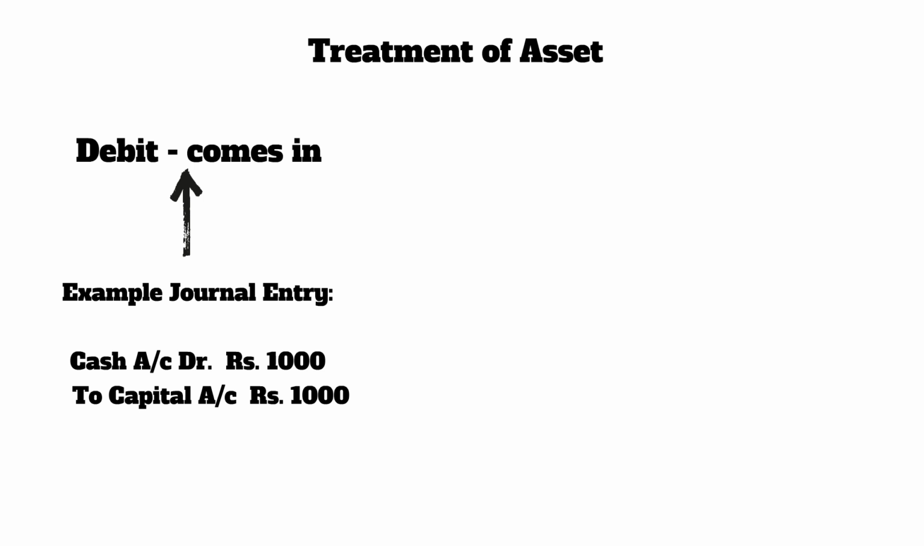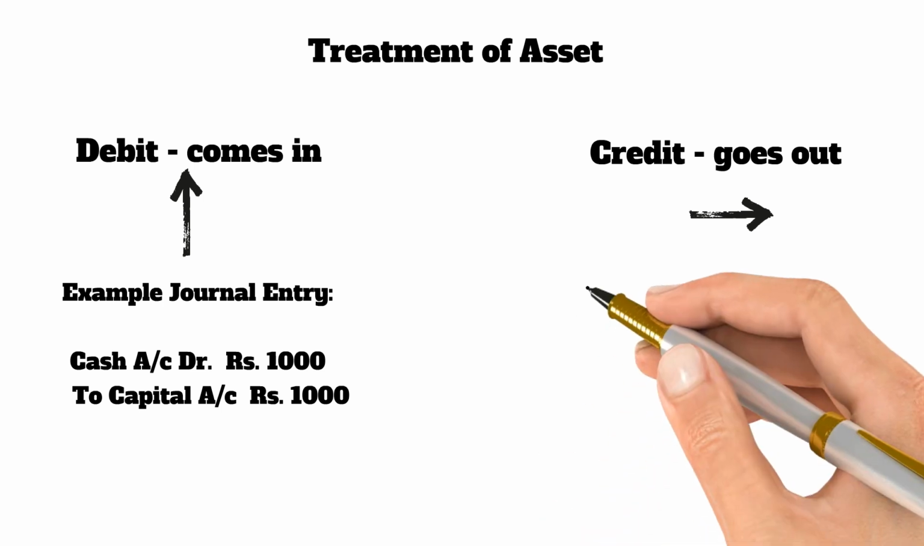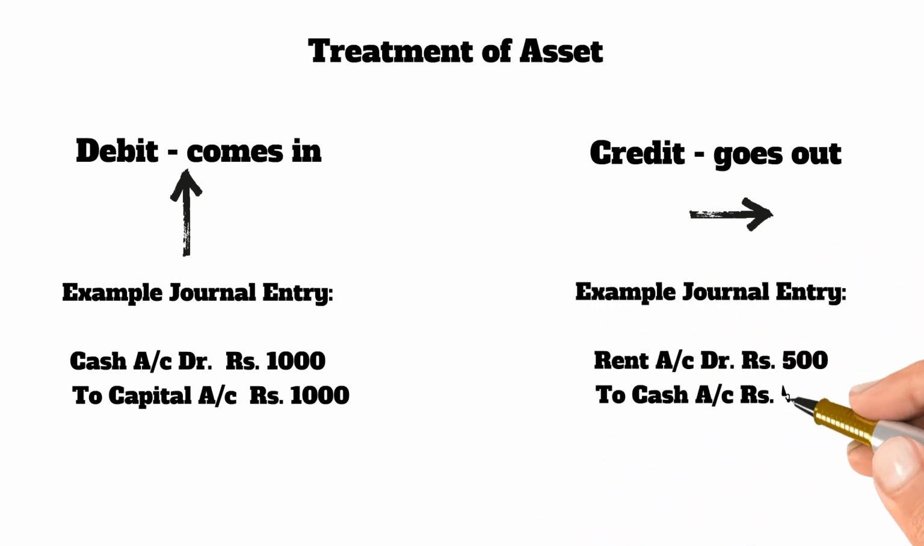And when you credit a real account, the logic is credit is what goes out. Here is an example journal entry. You pay rent, so you say it as rent account debit rupees 500 to cash account rupees 500. So cash here is getting credited because in a real account, it implies that either the value of the asset whose account is being credited has decreased, or the business has disposed a part of the asset or the whole of the asset for that particular amount of credit.